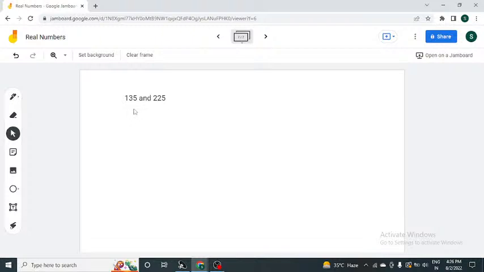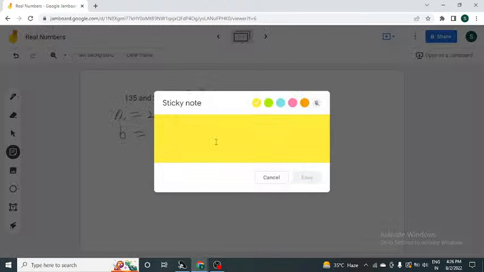So what is the first step? Let us first write down the values of A and B, and then we can apply the lemma. A would be 225 because we have to fulfill the condition that A is greater than B. If you compare both the numbers, 225 is bigger, so that would be A, and B would be 135. Okay, and now let's continue applying the lemma.